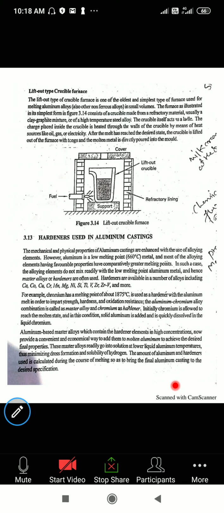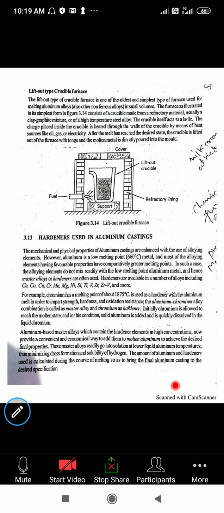Now this is the lift-out type crucible furnace. You can see in this furnace, it is above the ground level, and the fuel is supplied over here. At the center the crucible is kept, below there is a bottom, and on top there is a cover. These types of non-ferrous metal furnaces have very small capacity compared to ferrous metal furnaces. It is 1 kg, 2 kg, up to a maximum of 1 ton of non-ferrous metal that can be melted. So for small production or small quantities, the non-ferrous metals are melted.